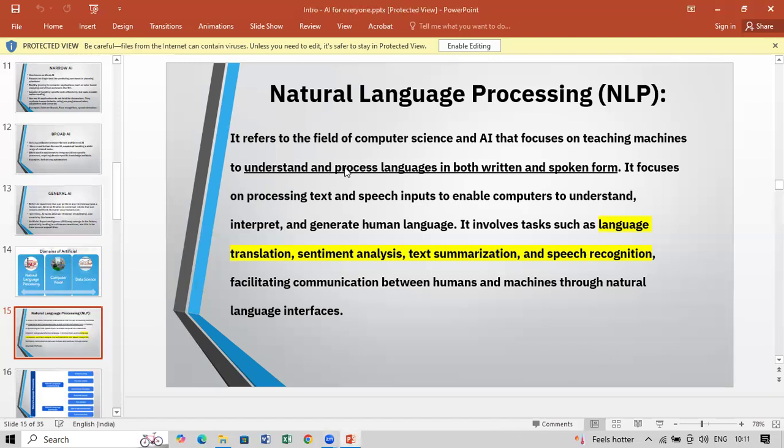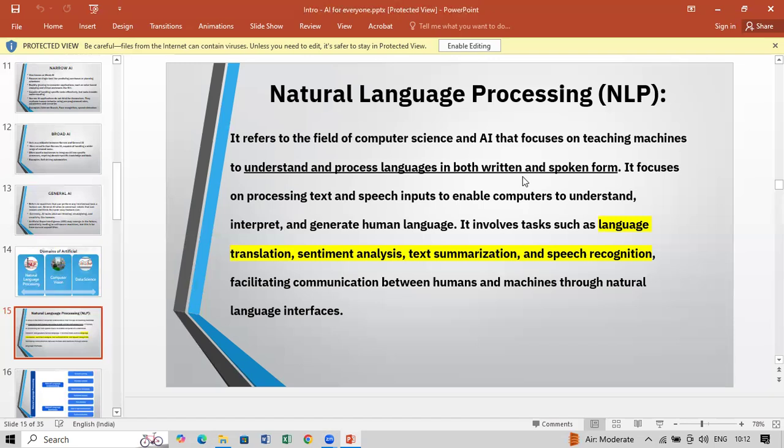So NLP, if I read from here, it says that it refers to the field of computer science and AI that focuses on teaching machines to understand and process languages in both written and spoken form. The way two humans can communicate with each other, because whatever I'm speaking, you're understanding. Whatever I'm writing, you're understanding, and vice versa.